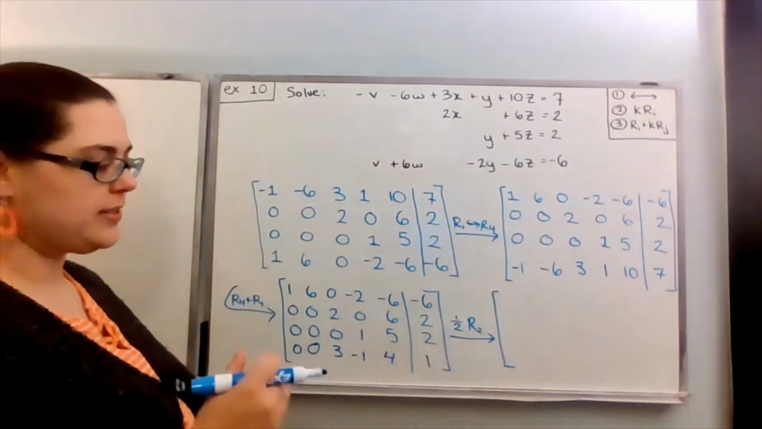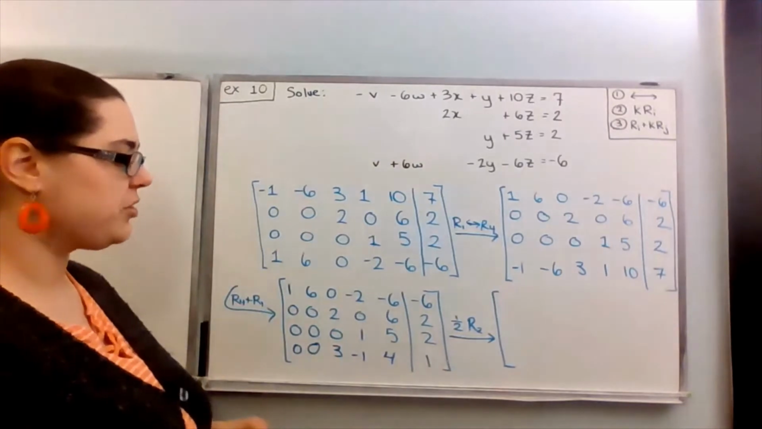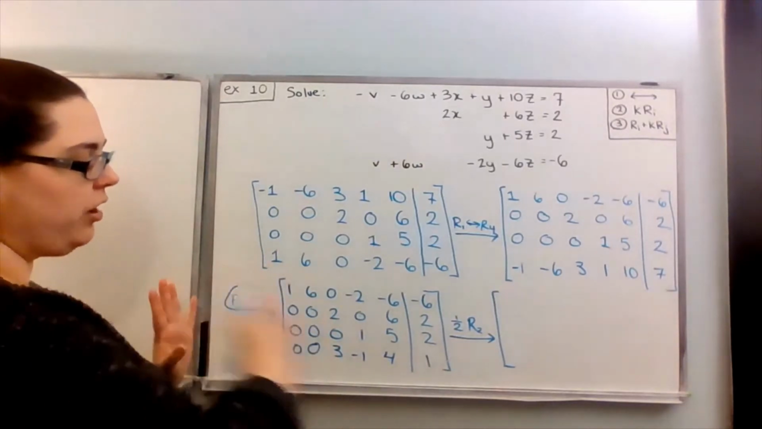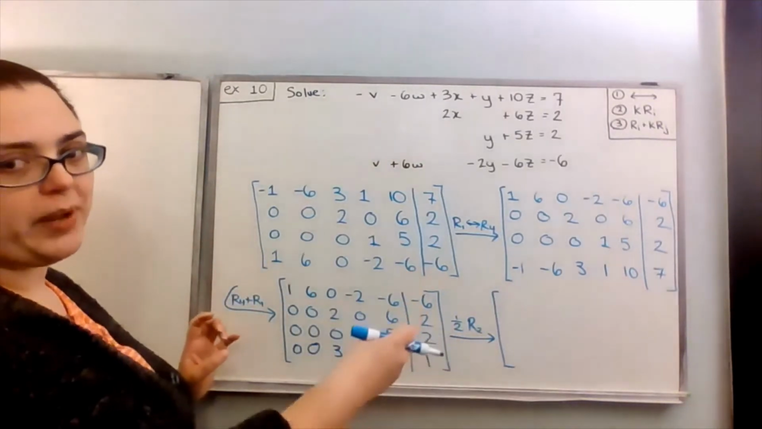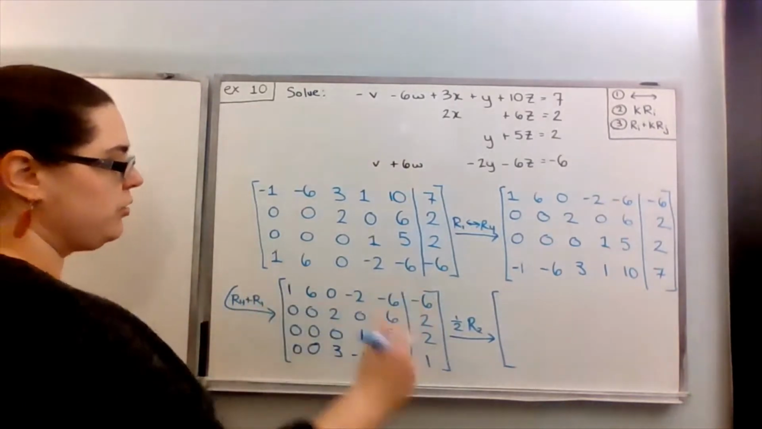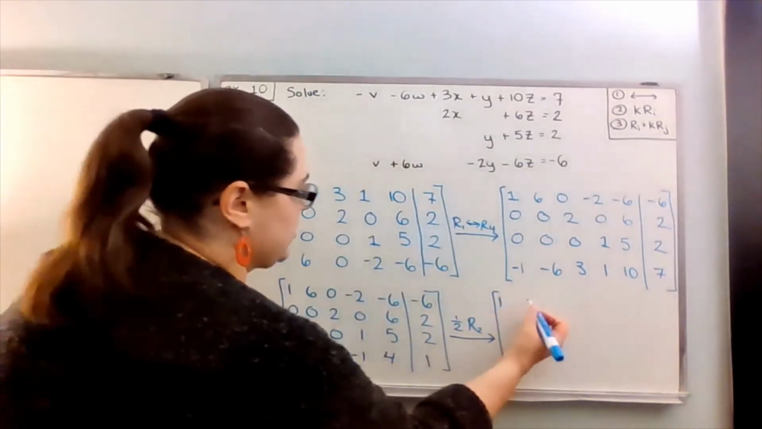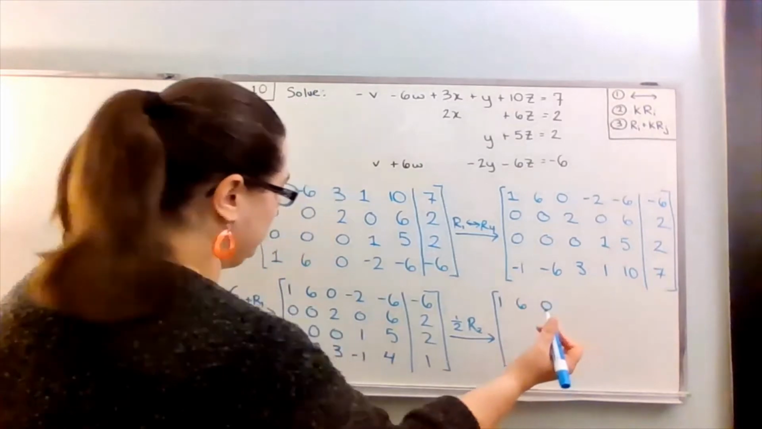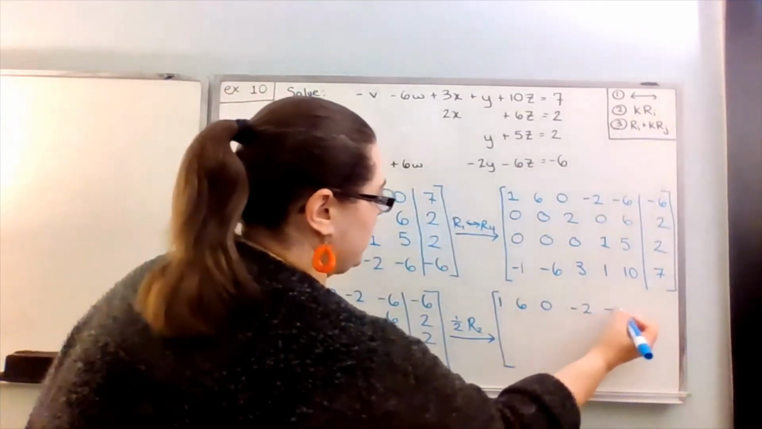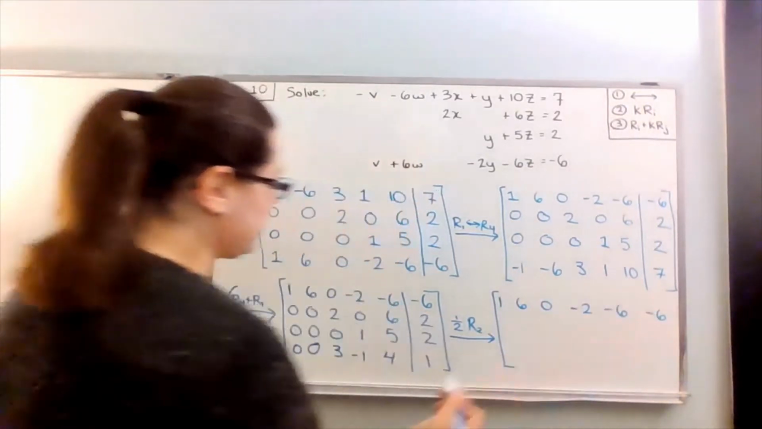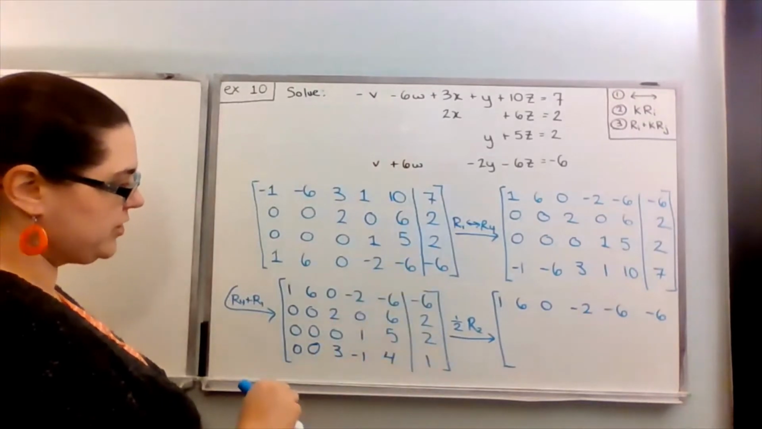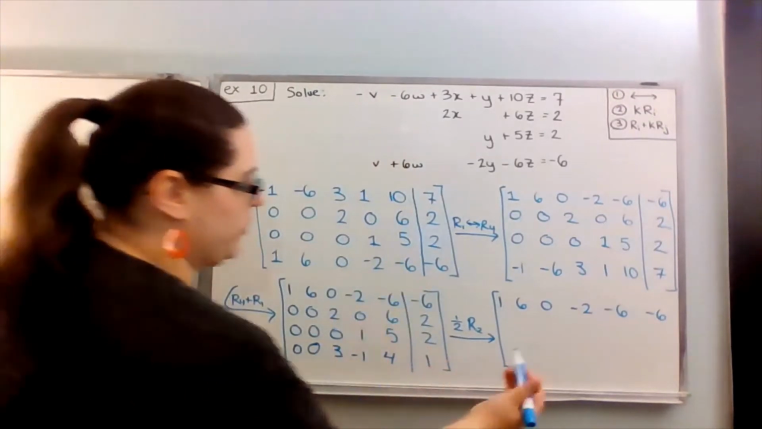Again, to make sure that I try and minimize potential errors, I'm going to copy down all of the rows that stay first, and then go back in and fill in row 2. So my first row is still 1, 6, 0, -2, -6, -6. I'm going to skip row 2 for the time being. 3 zeros, 1, 5, 2.